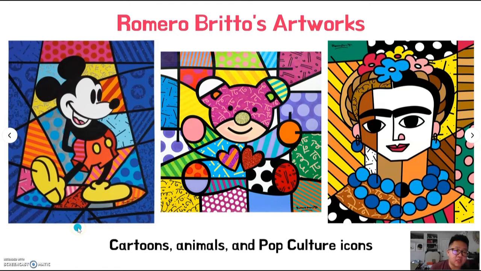Romero Britto worked with Disney to create a lot of different artworks with Disney's characters. And he also loves to use different animals like this bear here, because it's really relatable to kids especially. And then we have this painting over here of Frida Kahlo, which is of course the famous Mexican artist. And so he uses things that people know about and creates these bright artworks to appeal to other people. So here are just some examples where he used cartoons, animals, and pop culture icons.